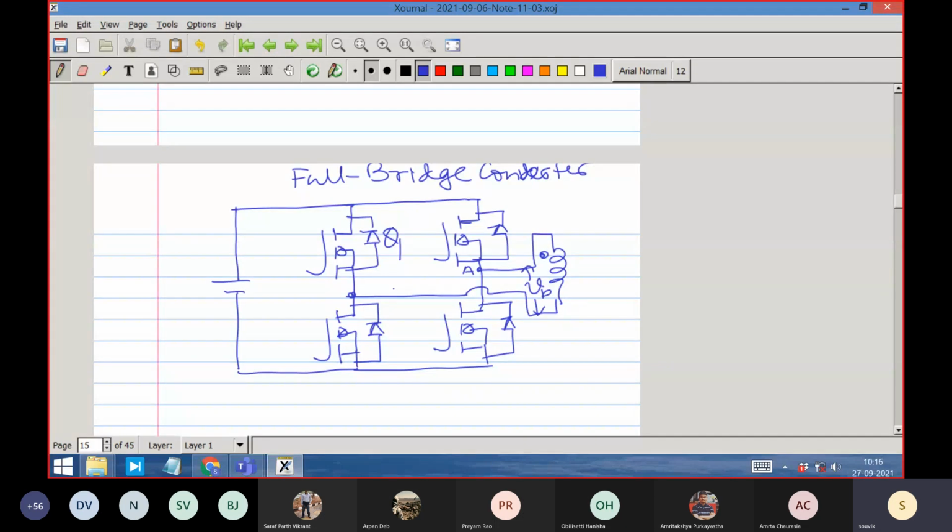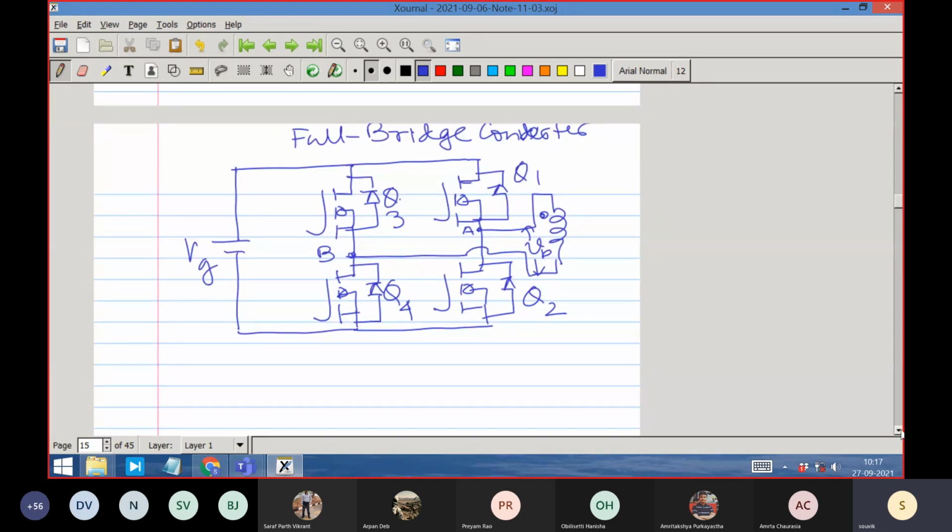This point is A and this point is B. Let me name it this way. Let me name this one as Q1 and this one as Q3. This is a kind of convention we follow: Q1, Q3, and this one we call Q2, and this one we call Q4. This is the kind of convention we normally follow for any bridge. So the first observation is that Q1 and Q2 can never be on together.